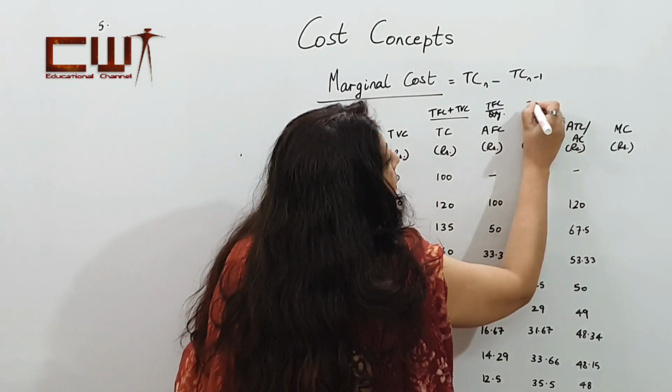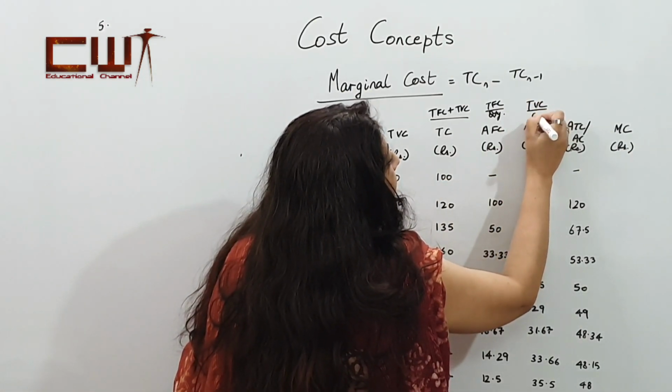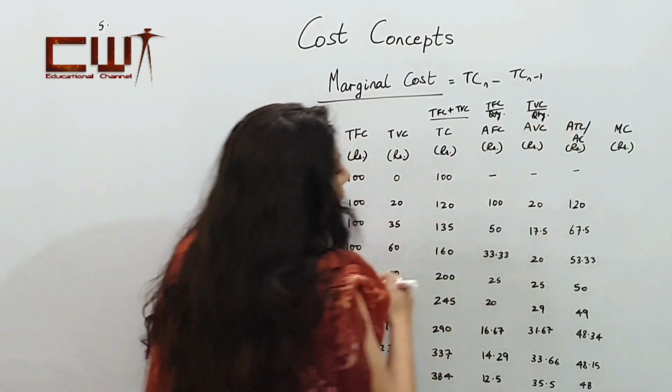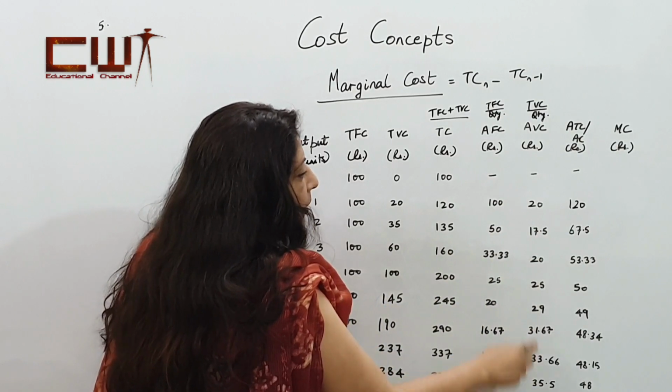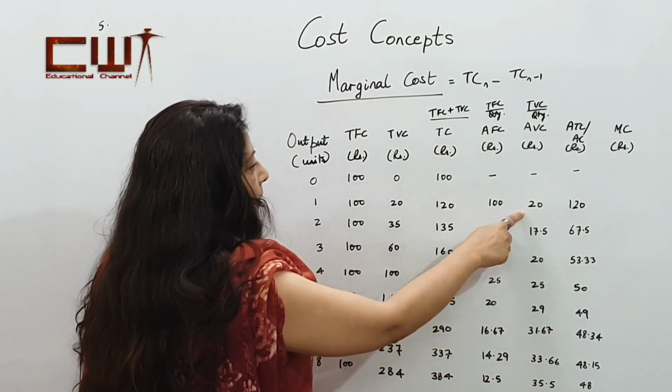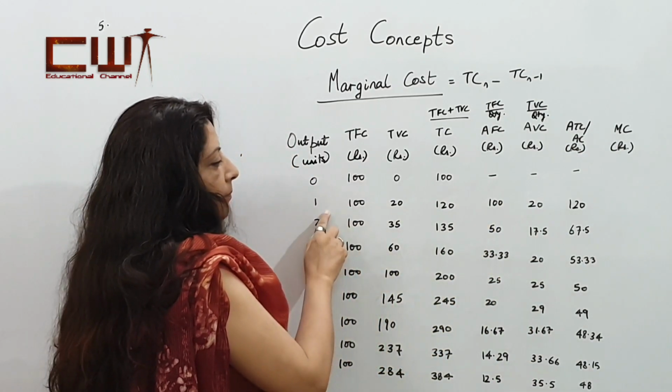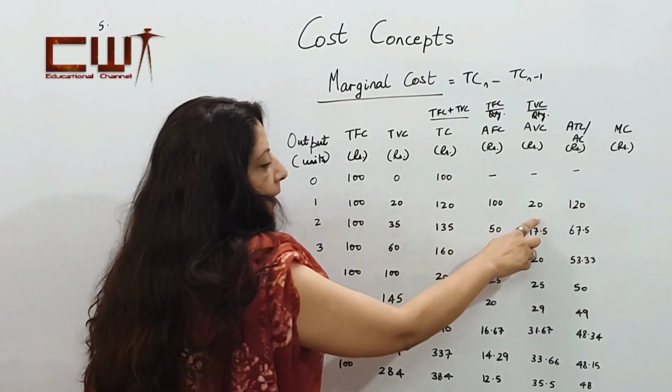Then we have the average variable cost. Average variable cost is the total variable cost divided by the quantity, which is again the per unit cost. In this case, for 1 unit, 20 divided by 1 comes to 20.